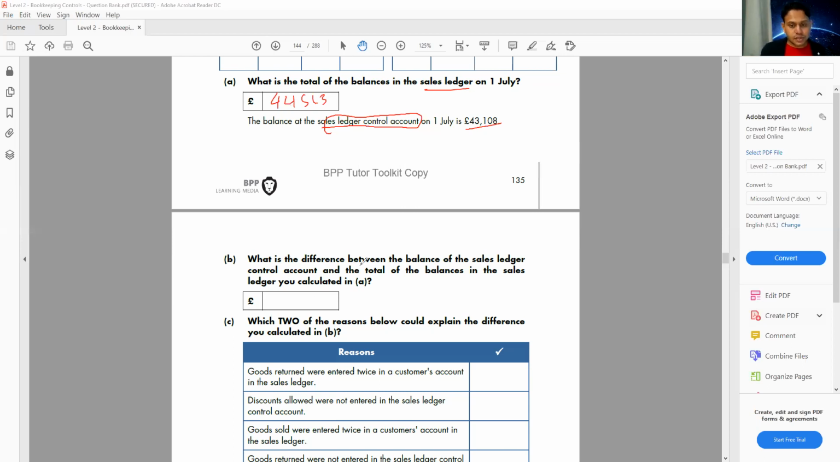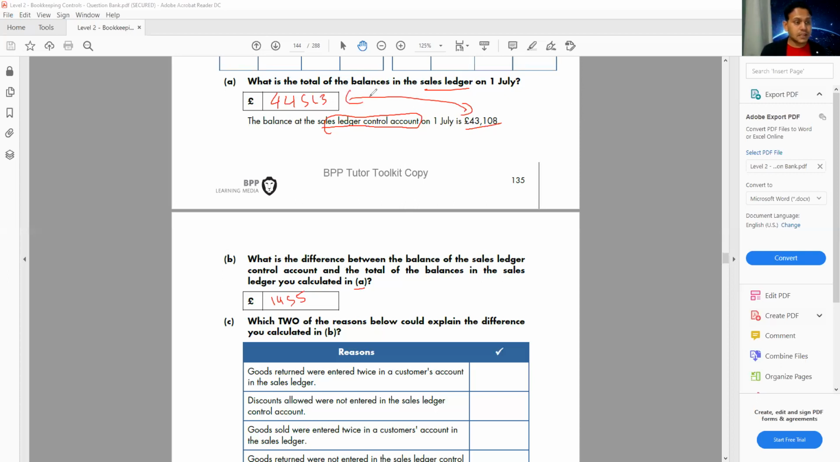What is the difference between the balance of the sales ledger control account and the total balance in the sales ledger you calculated in A? What is the difference here? So we have 44,563 minus 43,108, 1455. Okay, very well done, Ona. The difference between these two.